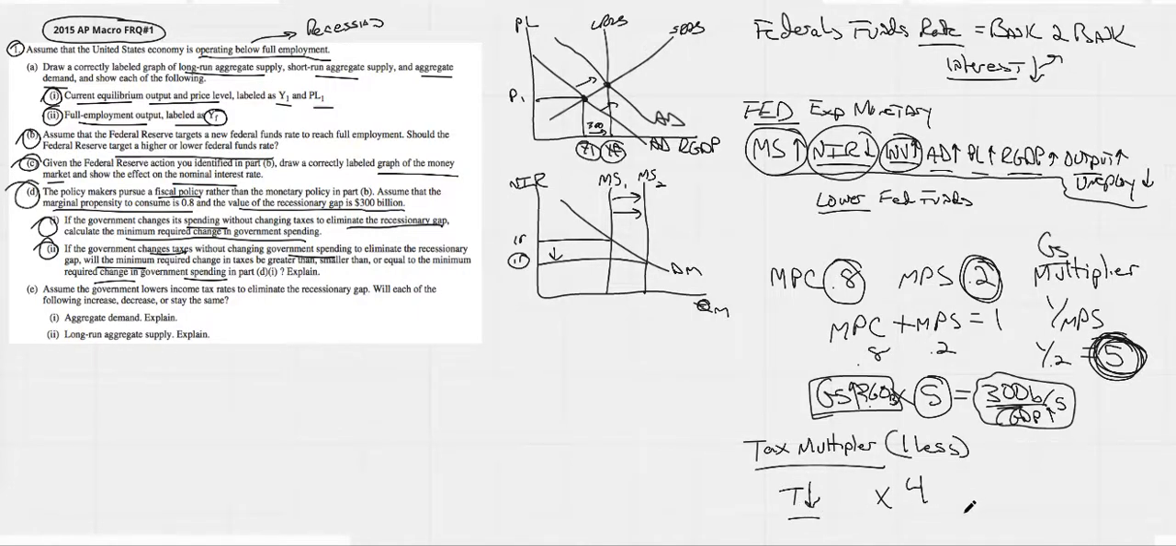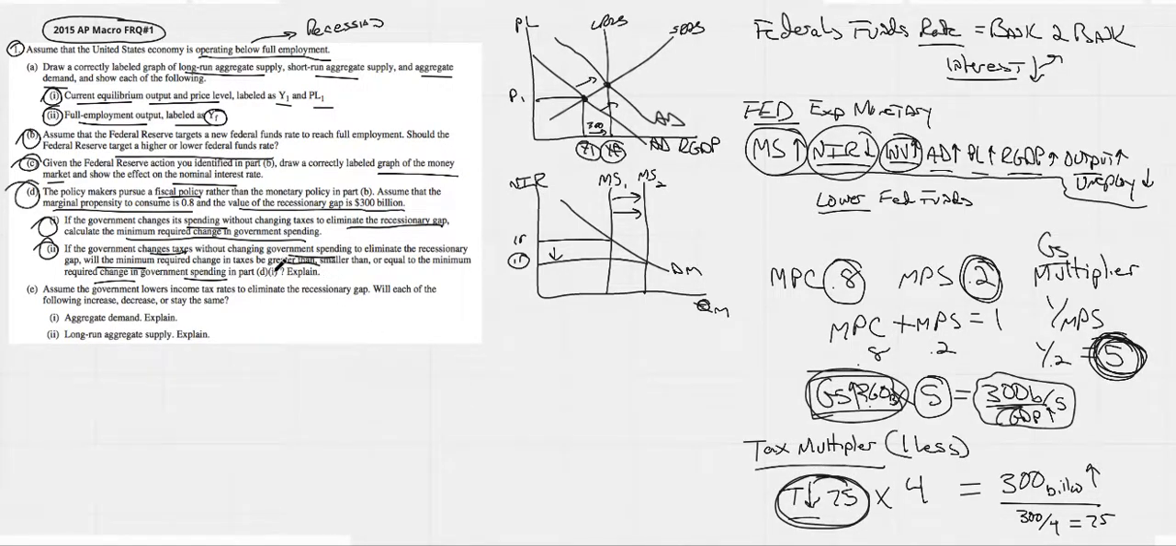The taxes go down. Whatever taxes go down, that'll be multiplied by 4, and we need that 300 billion GDP increase. So to get GDP to increase, we need taxes to go down 75. We could have done 300 billion divided by 4, and that would have given us 75. And that makes sense. The taxes need to go down by more than government spending. Remember, government spending increased by 60, but taxes have to go down by 75.